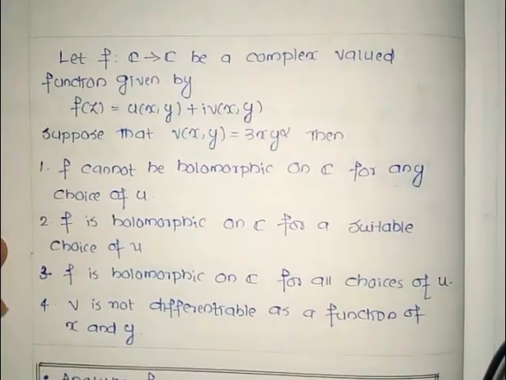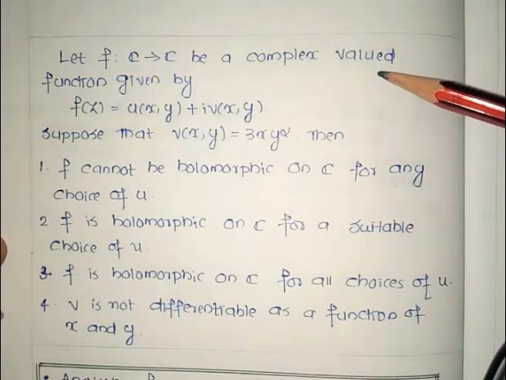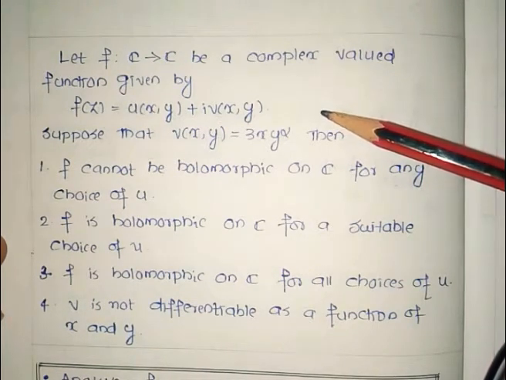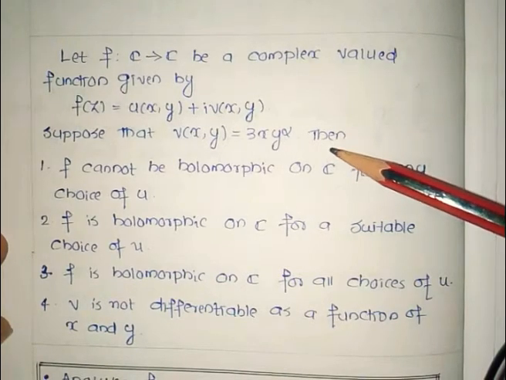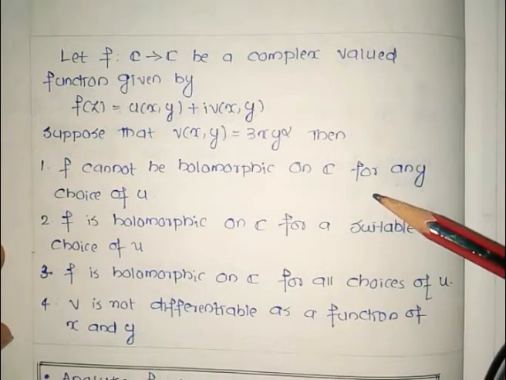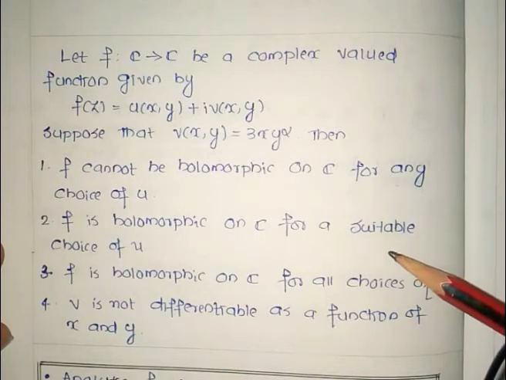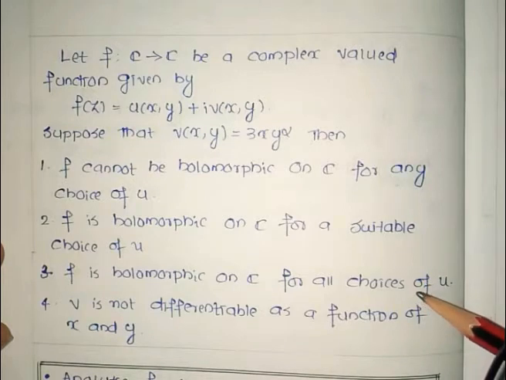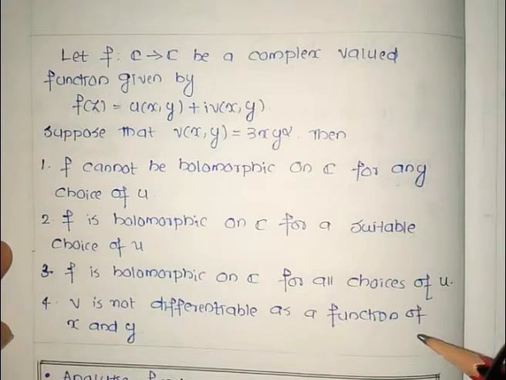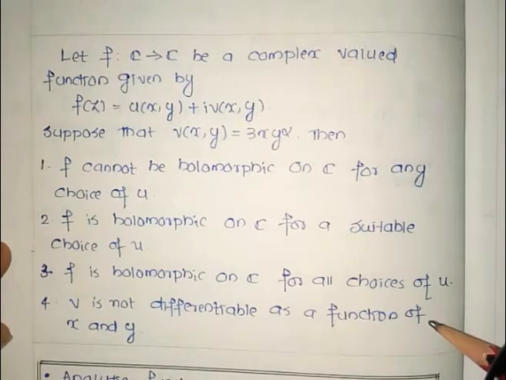Let f from C to C be a complex valued function given by f of z is equal to u of x comma y plus i into v of x comma y. Suppose that v of x comma y is equal to 3xy square. Then option number 1, f cannot be holomorphic on C for any choice of u. Option number 2, f is holomorphic on C for a suitable choice of u. Option number 3, f is holomorphic on C for all choices of u. And option number 4, v is not differentiable as a function of x comma y.